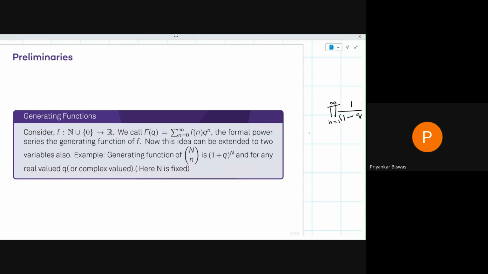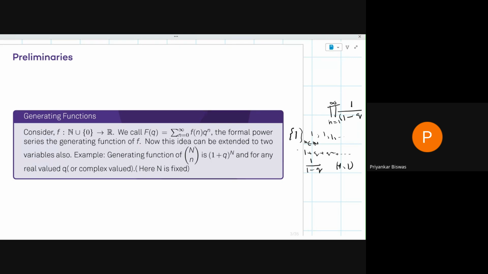Here is one example. For n choose k, the generating function is 1 plus q power n. It also says that the generating function of the sequence with only ones, like 1 1 1, is 1 plus q plus q squared and so on, which is nothing but 1 by 1 minus q in the region where q is in the open interval from -1 to +1.